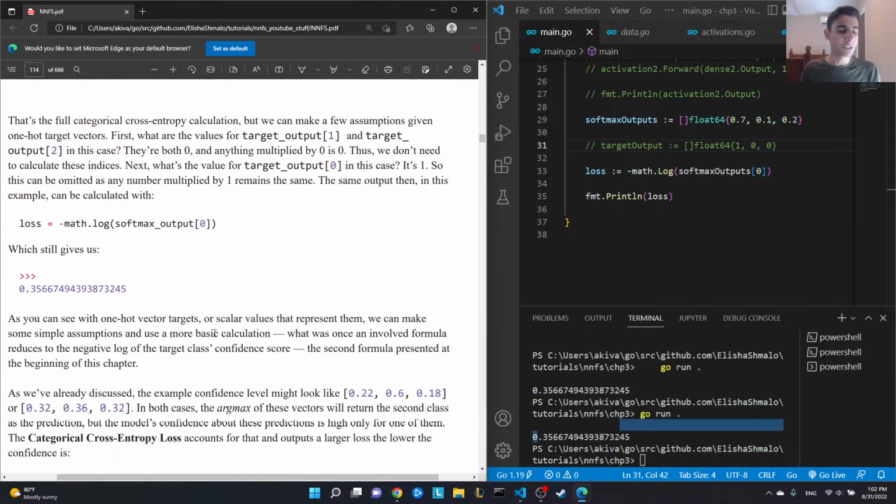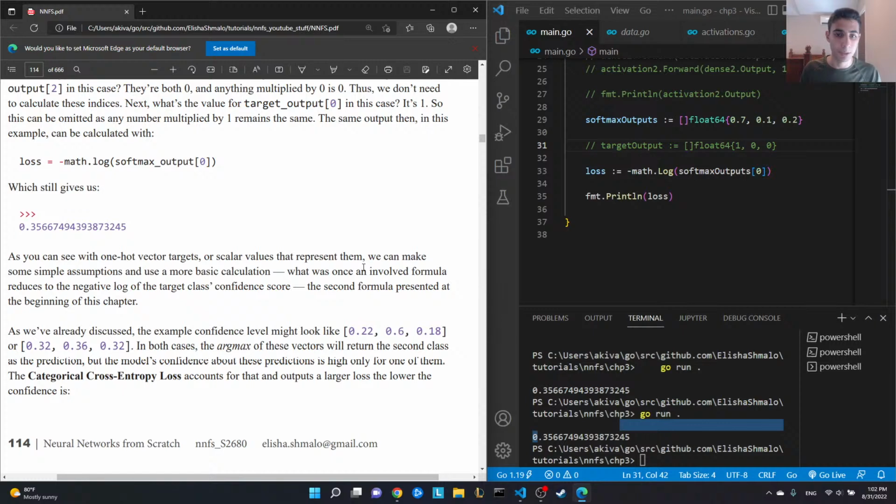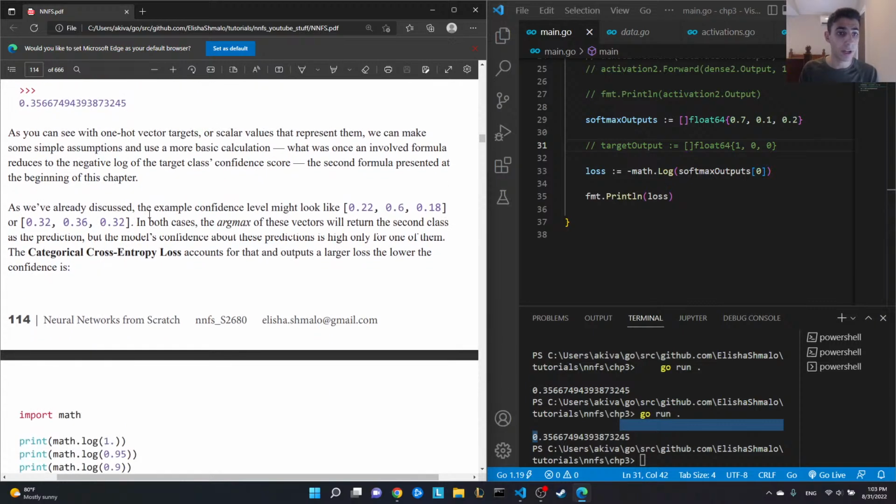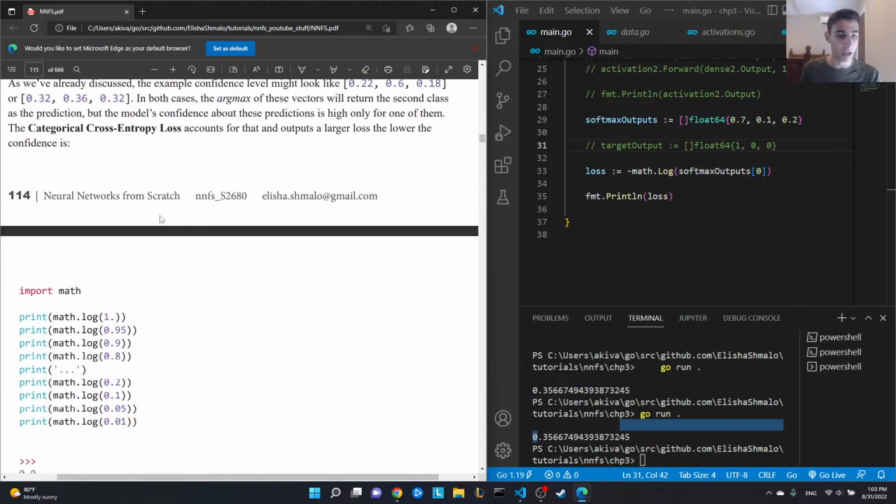Okay. As you can see, with one-hot vector targets or scalar values that represent them, we can make simpler assumptions and use a more basic calculation. What was once an involved formula reduces to the negative log of the target class's confidence score, the second formula presented at the beginning of the chapter. As we've already discussed, the example confidence level might look like this or this. In both cases, the argmax of these vectors will return the second class as the prediction, but the model's confidence score about these predictions is high only for one of them. The categorical cross entropy loss accounts for that and outputs a larger loss the lower the value of confidence is.